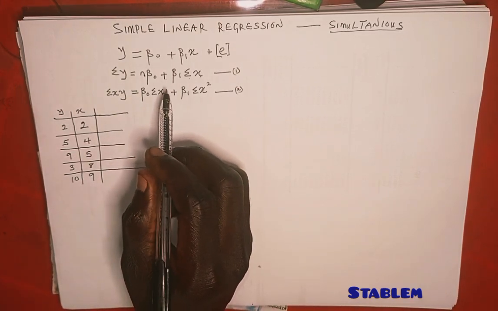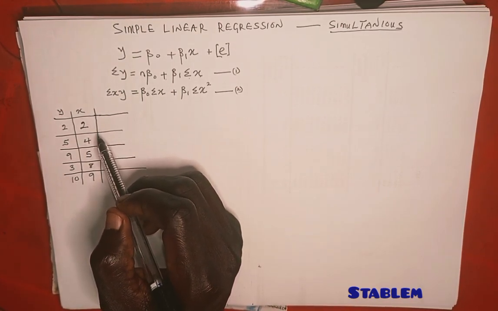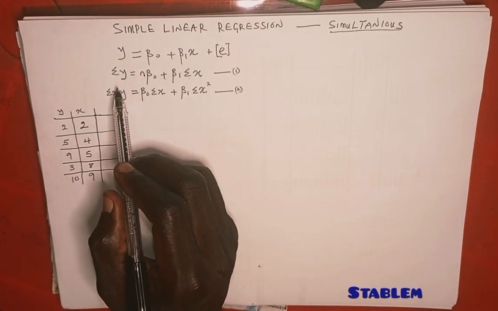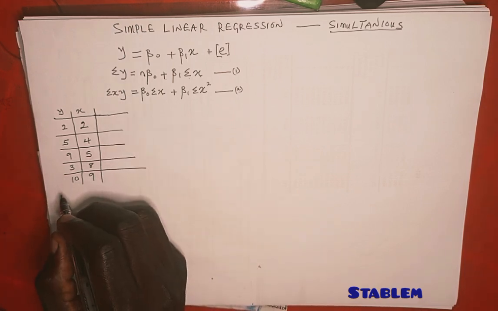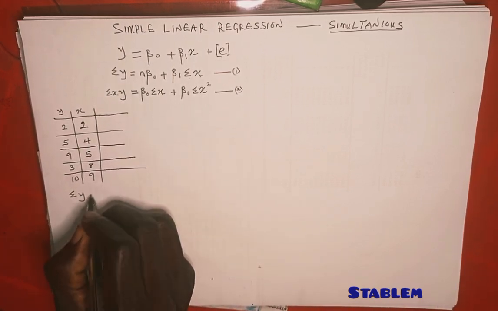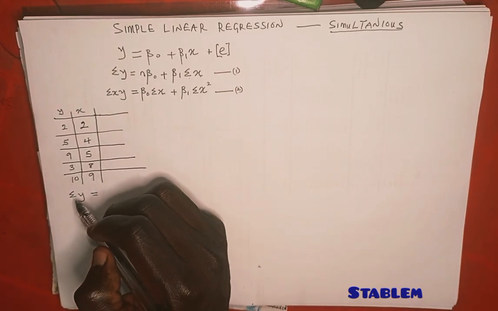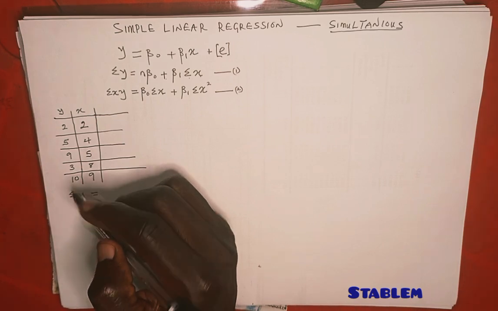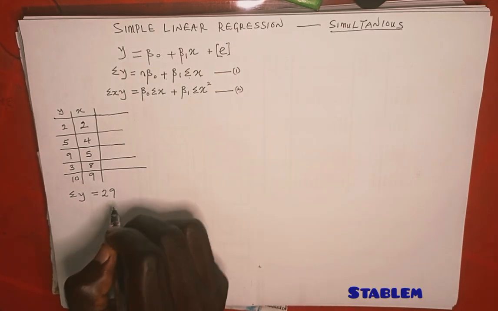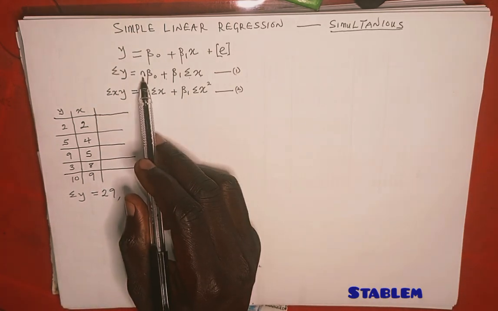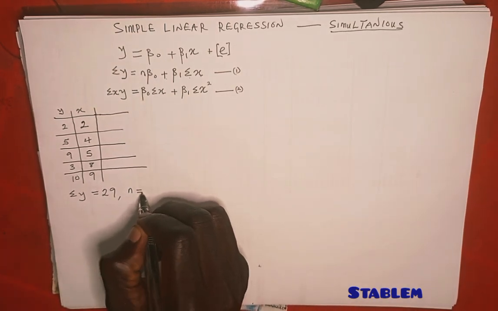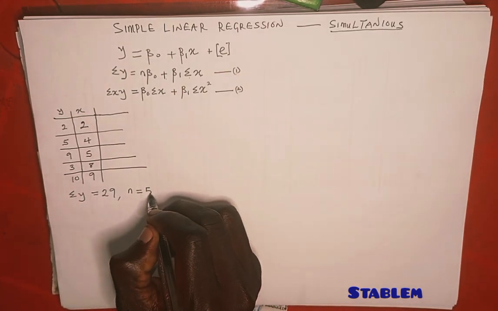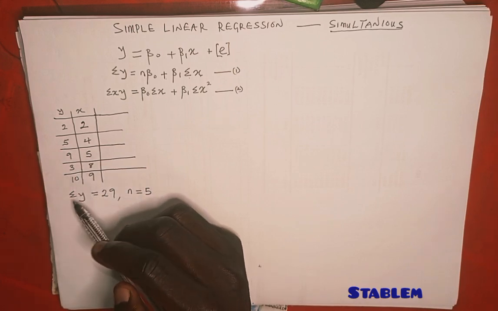Now for us to apply this equation, we need some variables to be merged together. From this equation, we have summation y. So let's say summation y from here, we should sum up all the values in this column together. If you do that, that is 2 plus 5 plus 9 plus 3 plus 10, and that will give us 29. For here we have n, and n is the number of observations of each variable. Each variable has 5 observations, therefore we have 5. That is 1, 2, 3, 4, 5.